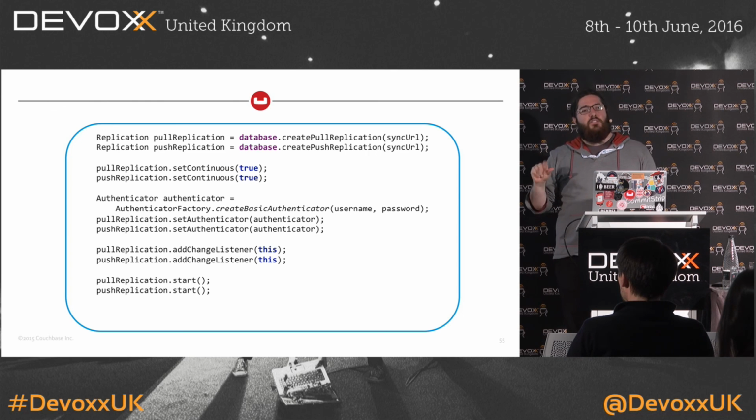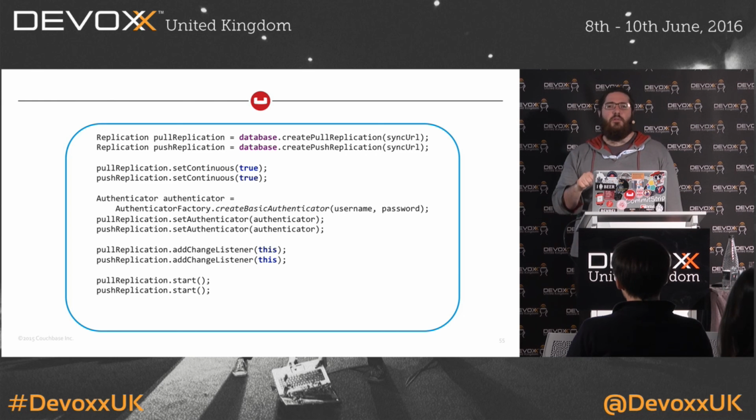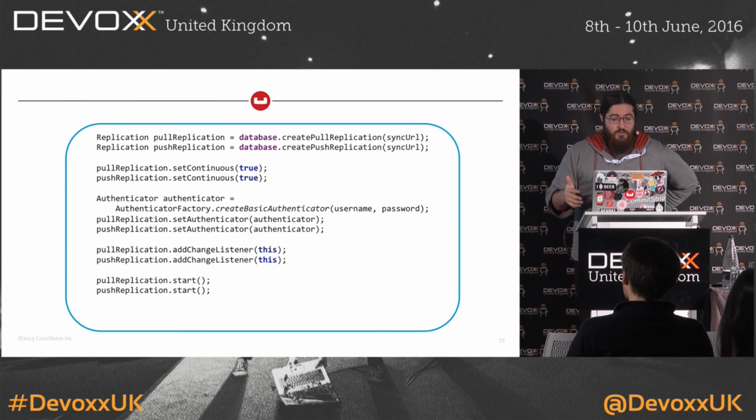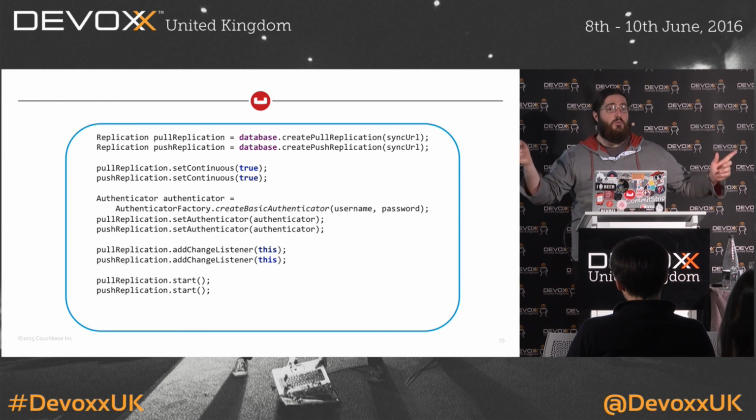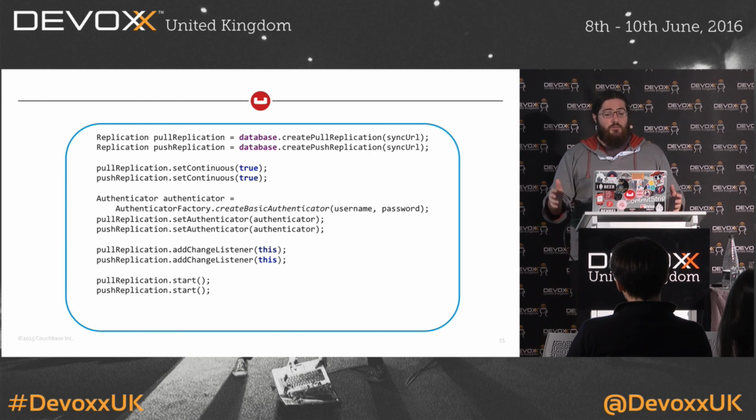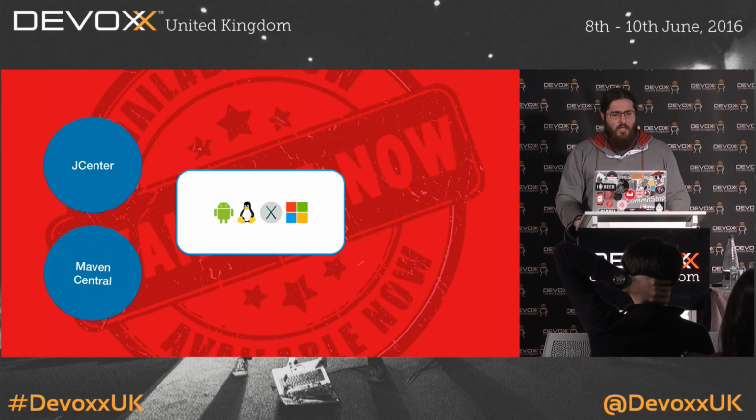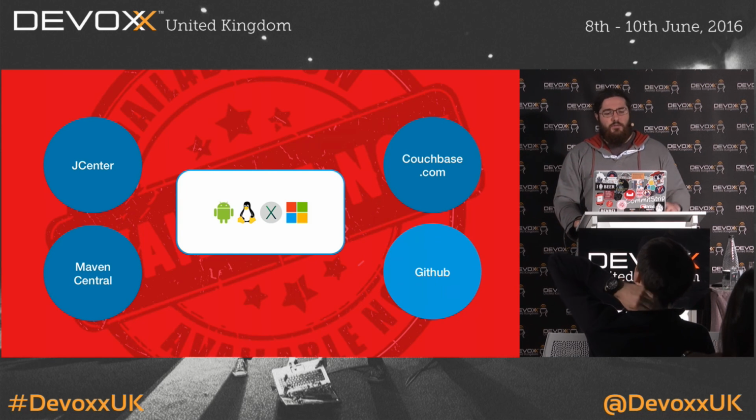There's an option called set continuous. What it does is basically open a WebSocket, which is great for demos and horrible for your phone battery, but allows you to do real time, which is always nice. You can also add an authenticator to make sure that you are connected to the Sync Gateway, so your Sync Gateway is not open to the whole world. So you have security, you can add changes to a replication, and then all you have to do is start the replication. If it's real time, it will keep on replicating.